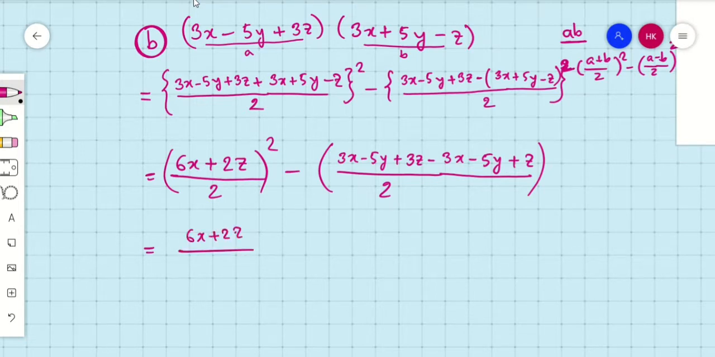Now if we take 6x plus 2z here, and then divided by 2, and then whole square, minus 3x minus 3x will be cancelled, and then 3z and z will be 4z, and minus 5y and minus 5y will be minus 10y, divided by 2 whole square.